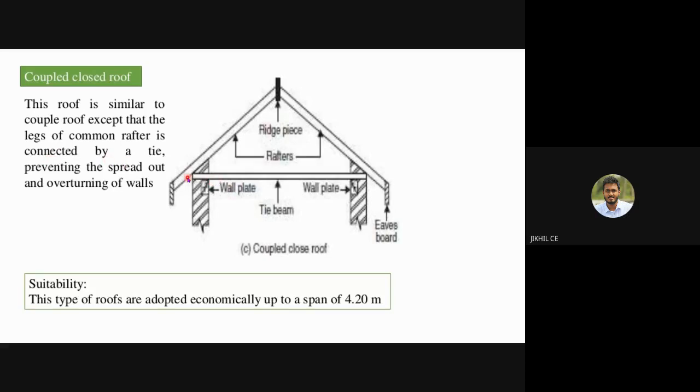So previously we had the rafters just fixed to the wall plate. By providing a tie between the bottom legs of the rafter, the roof becomes more stable, and it prevents spreading out and overturning of the wall. So this makes the truss itself a closed, stable member.